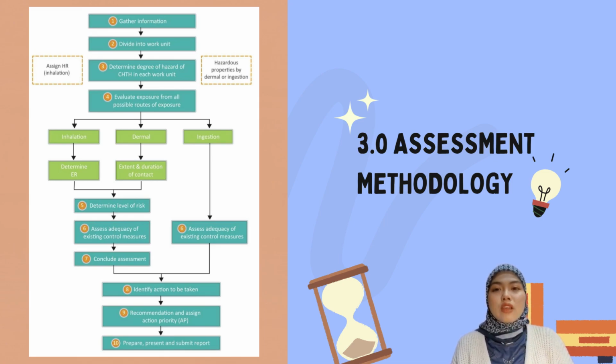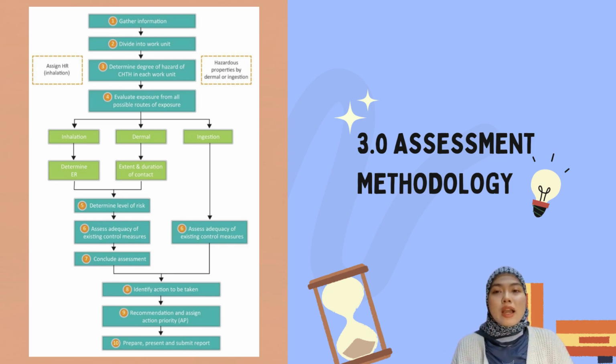Step 4 is to evaluate workers' exposure. We assess all possible routes of exposure, including inhalation, dermal contact, and accidental ingestion, while considering the frequency and duration of exposure. Step 5 is to determine the level of risk by combining the hazard level and exposure level. Step 6 is to assess whether the existing control measures are adequate, such as ventilation system, PPE, and safe work practice. Step 7 is to conclude the assessment based on the overall findings.